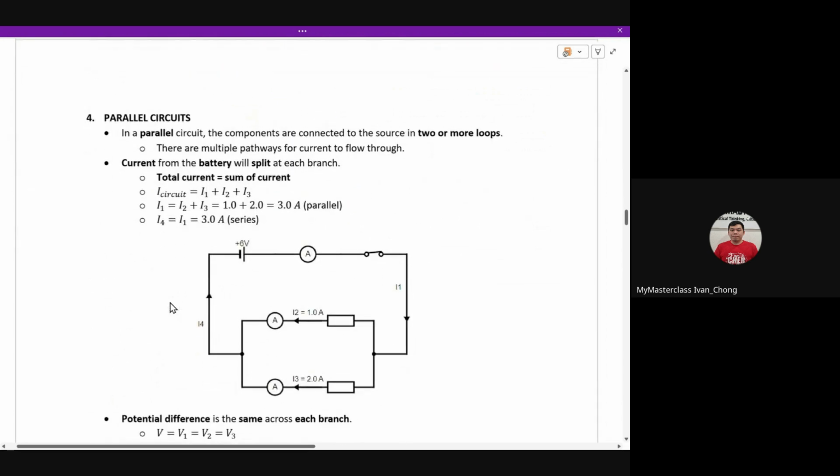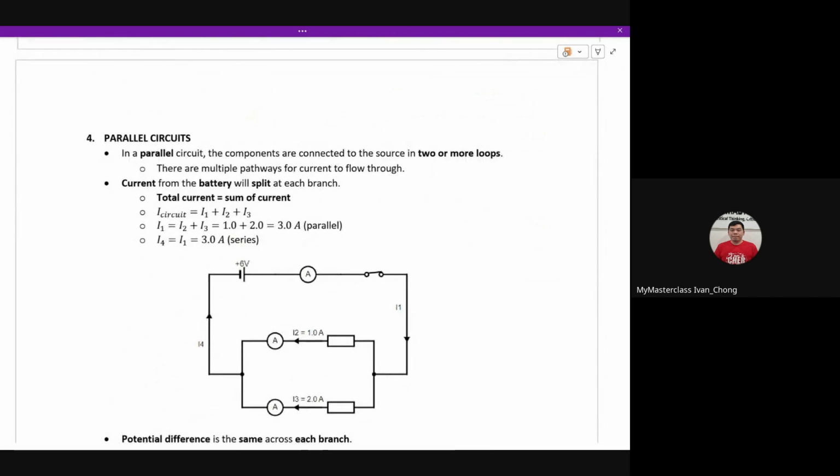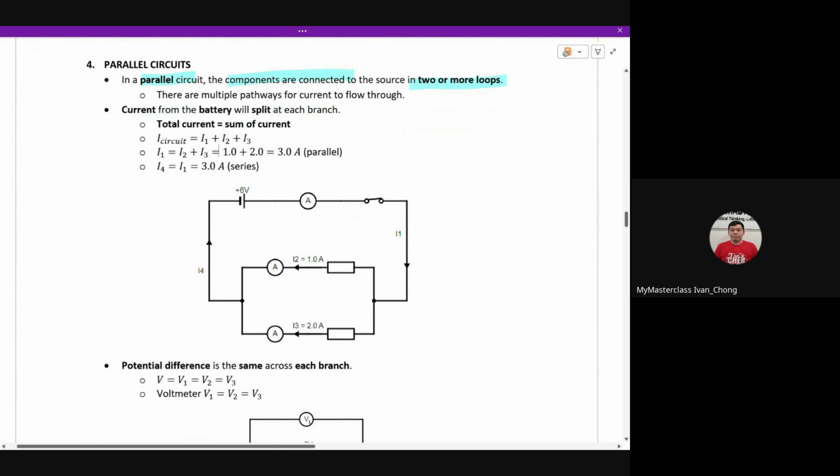So next, let's talk about parallel circuits. What is a parallel circuit? Basically, you must have components connected in 2 or more loops. Every time you want to ask yourself series or parallel, the first thing you want to do is always take your finger at your battery and trace. If you trace, you have 1 loop here, and if you trace a second path, you have 2 loops here, right? So there are 2 different paths.